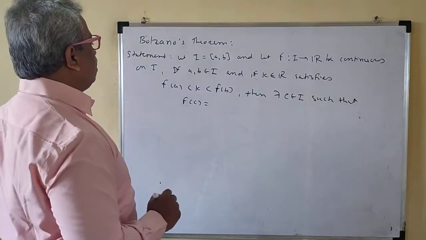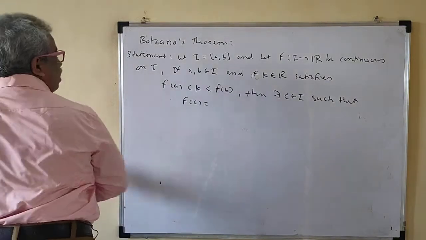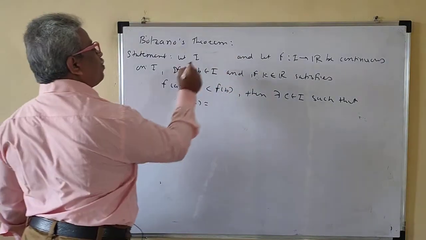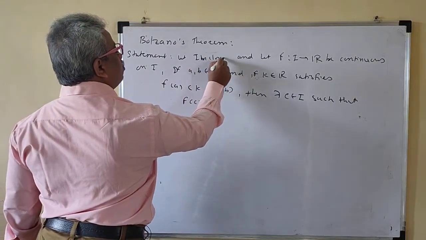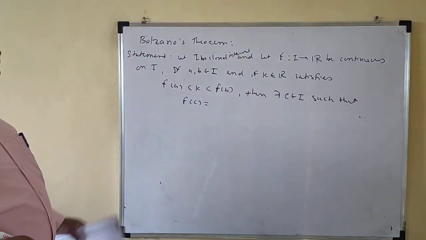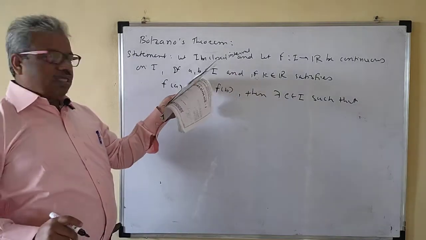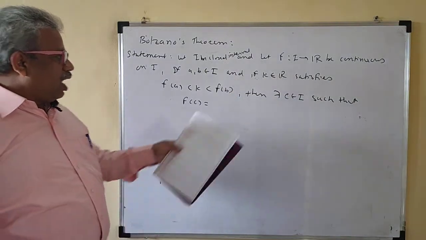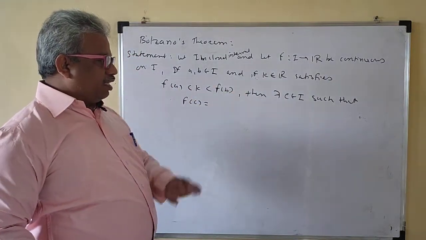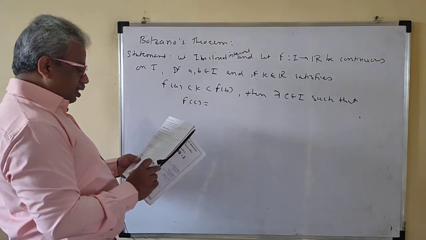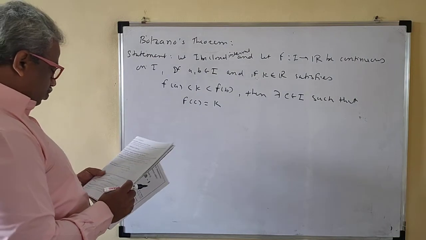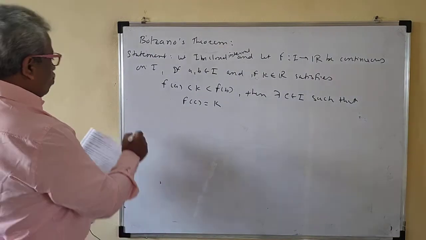equals k. So instead of this, we say let I be the closed interval. Okay, if a, b belong to I, because here we have taken a, b belonging to I, and if k belongs to R satisfies that k lies between f(a) and f(b), then there is c belonging to I such that f(c) equals k. So that we have to prove now. So, prove.